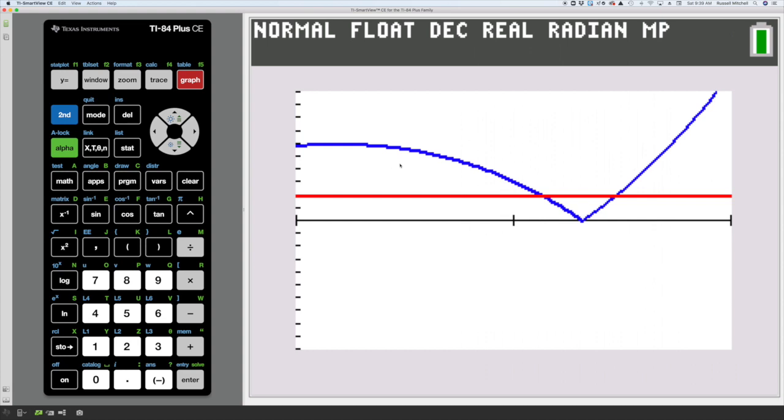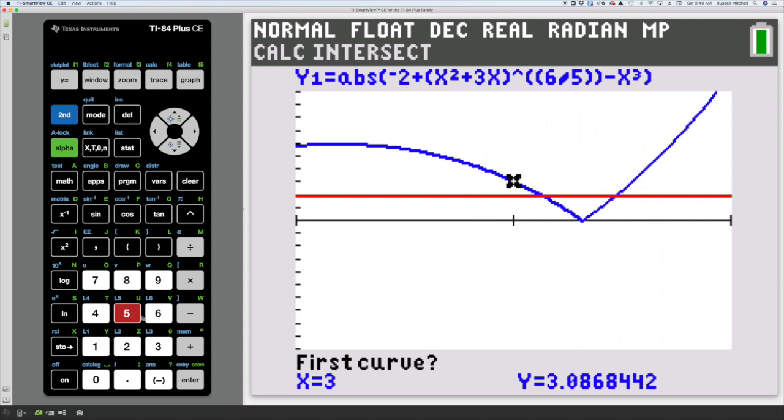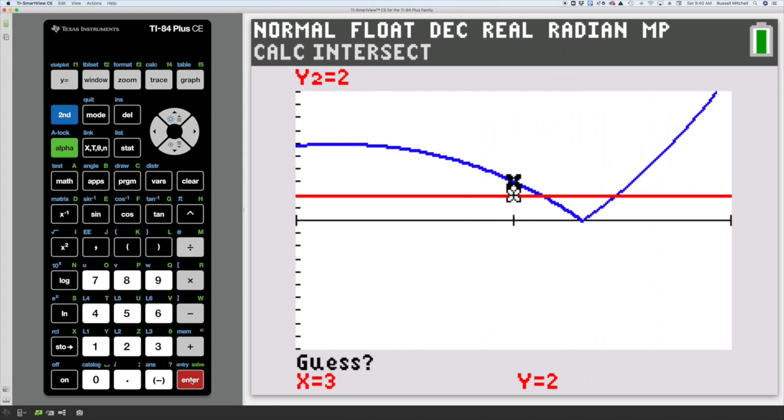Okay, so right here we want to find, so this is my speed function, right? Okay, so the blue is the speed, and so the red line is when it's 2. So right here we find this intersection, okay, right here and here. So there's 2 times when the speed is exactly 2 in the interval 2 to 4, okay? So we're going to go second and trace for the calc menu, and we want to find the intersection. Okay, so first curve is the speed, okay, and then when it's equal to 2, and then guess, we're going to get that one on the left side first, okay?